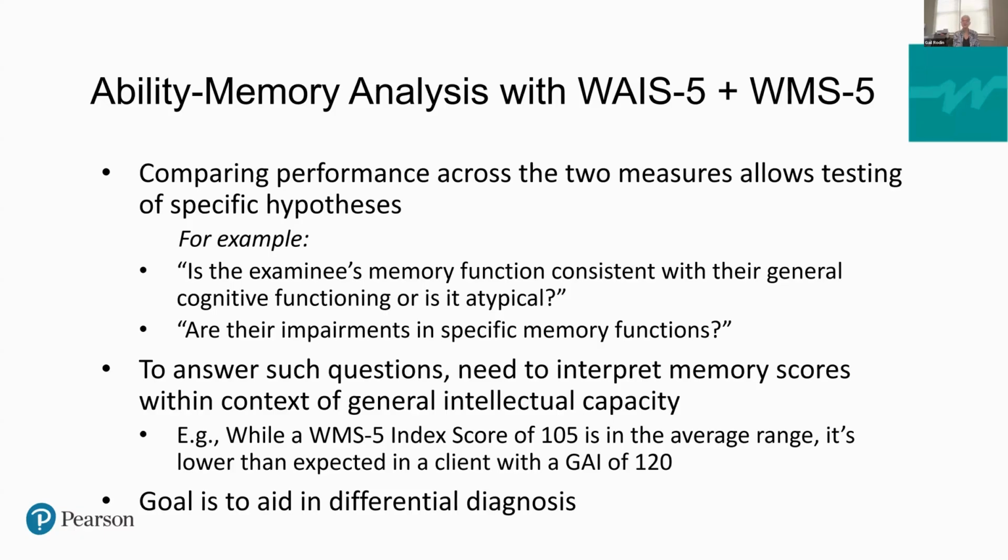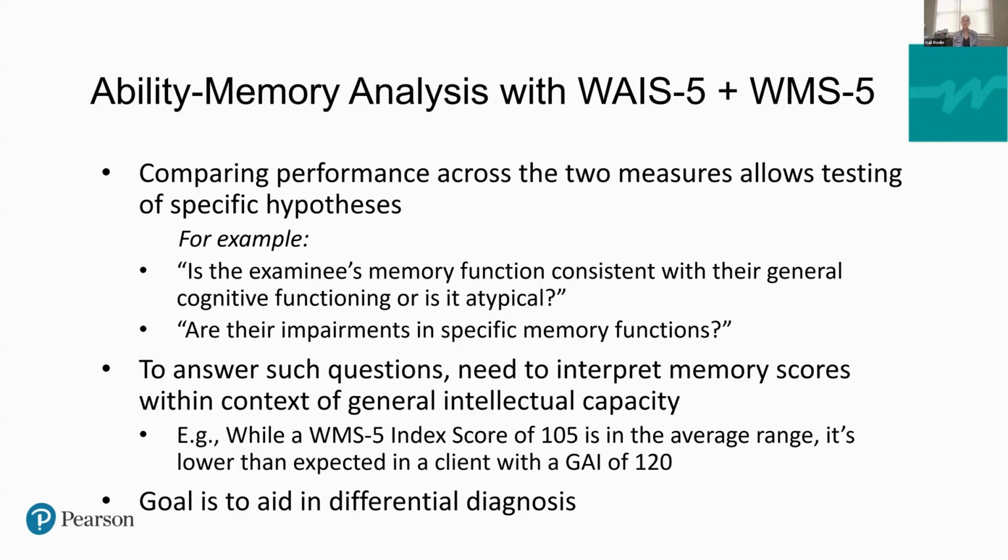WAIS-5 and WMS-5 together provide you with the ability to do an ability memory analysis, which tests specific hypotheses and assists with differential diagnosis. High-level hypotheses may include whether general ability and memory skills are consistent or whether there are impairments in specific memory functions. Answering questions like these requires interpreting memory scores within the context of a client's level of general intellectual functioning.